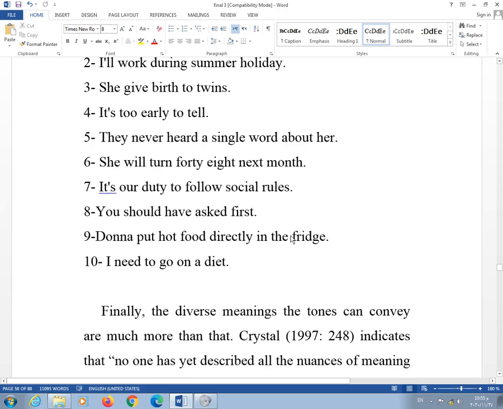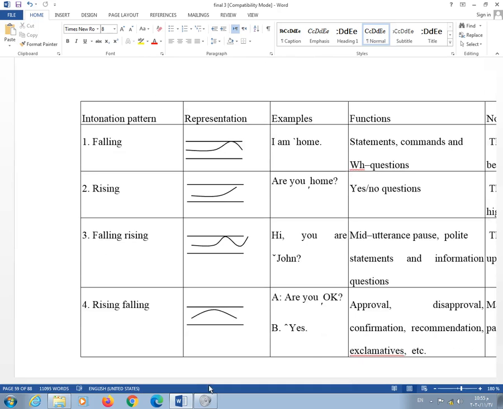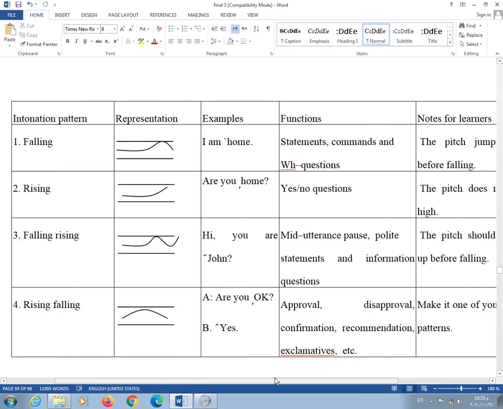Lindsay. Yes. I need to go on a diet. Rising. I need to go on a diet. Rising, falling. I need to go on a diet. Okay, this is rising, falling, the previous one. I need to go on a diet. Falling, rising. Okay. So these are the two compound tones we talked about today.